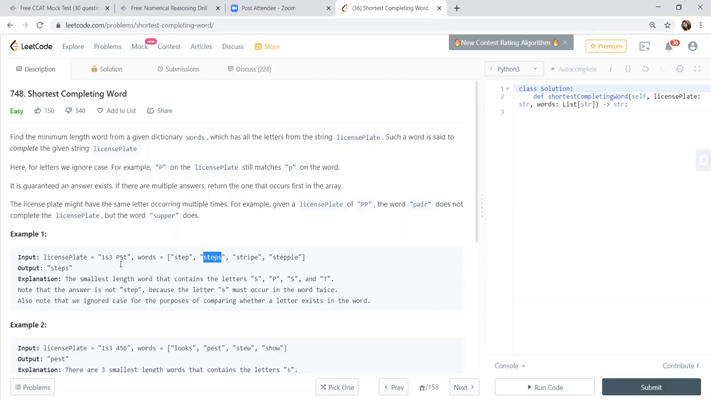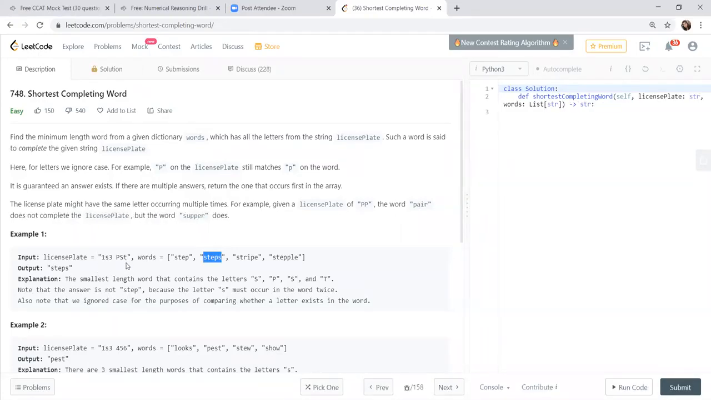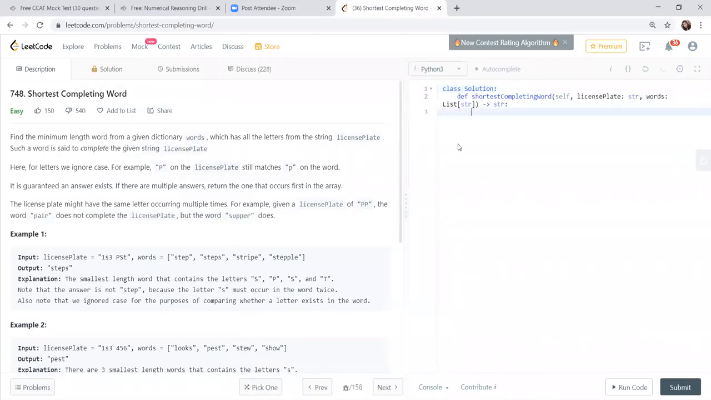For example, here we have the string SPST, and from the words over here, when we search, step has S, T, P, but not one more S. So we need two S's over here. So this is not an answer.